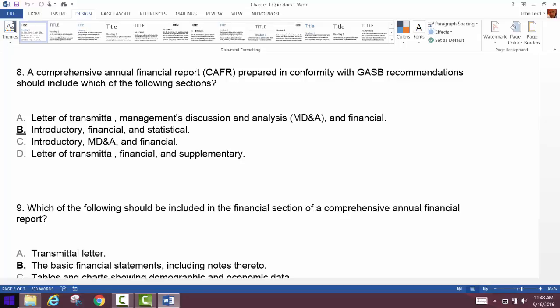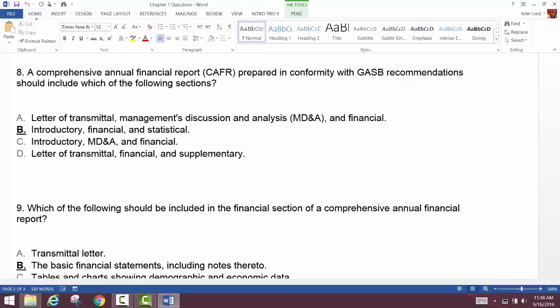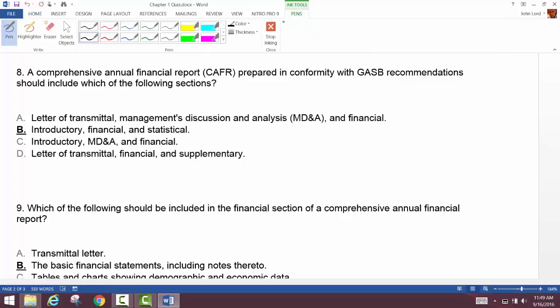A comprehensive annual financial report prepared in conformity with the, this is not, they say GASB recommendations, and it's really, who recommends this? Who recommends these requirements? They are recommendations, but it's not GASB, it's who? GFOA is the one. Oh, I guess you better erase this now. I've messed this whole thing up.